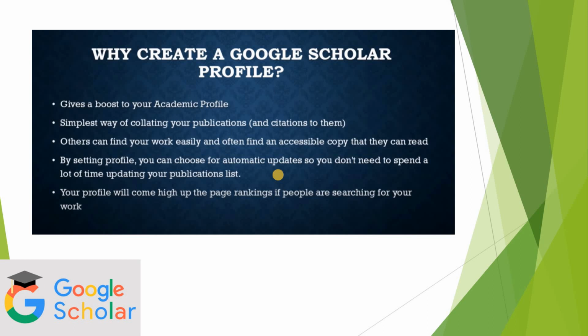So here is why you create a Google Scholar profile: it gives a boost to your academic profile. It is the simplest way of collecting your publications and citations to them. Other people can find your work easily from this profile. By setting up the profile, you can choose automatic updates, so that you don't need to spend a lot of time updating your publication list. Your profile will come high up the page rankings if people are searching for your work.